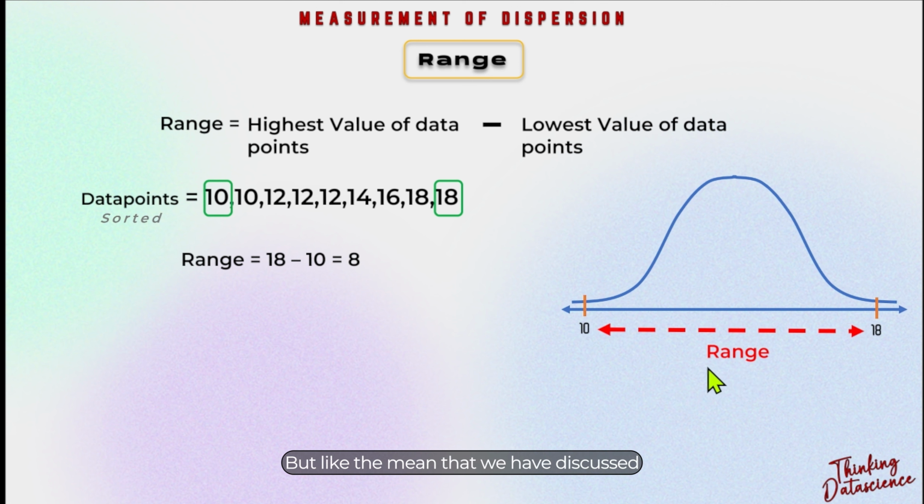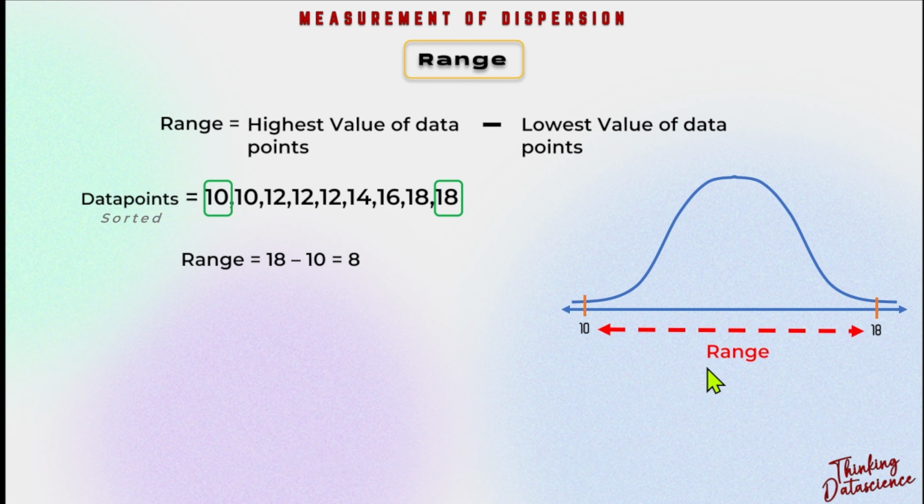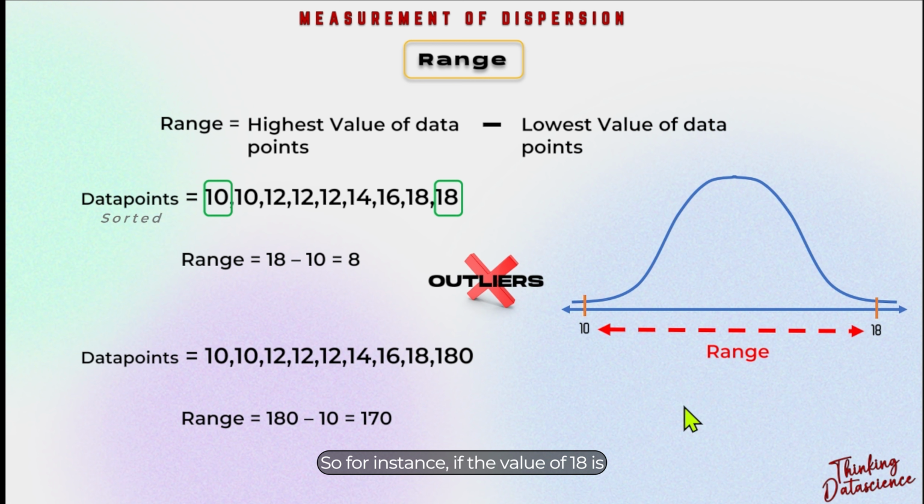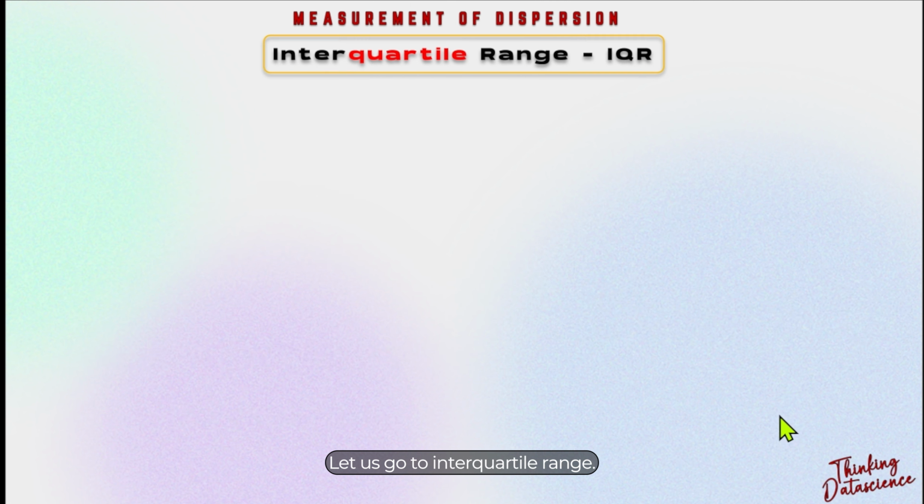But like the mean that we discussed in the earlier video, the range is also affected by the extreme values. For instance, if the value of 18 is replaced by 180, the range will drastically increase from 8 to 170. So this was it for the range. Let us go to interquartile range.